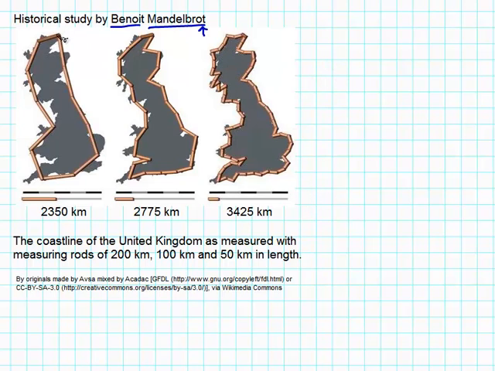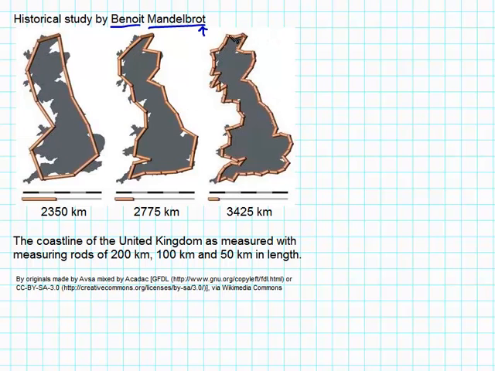What Mandelbrot noticed was that the distance around a country, especially one with a rough coastline or with natural boundaries like mountain ranges and rivers and so forth, tended to be very difficult to measure. And in fact, the value you get for these lengths depended greatly on the size scale you were looking at it with.